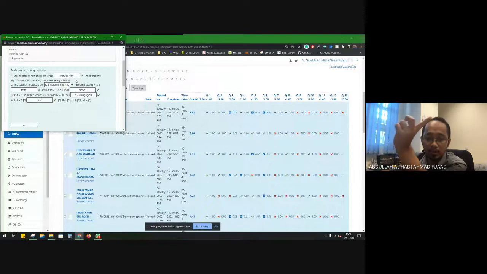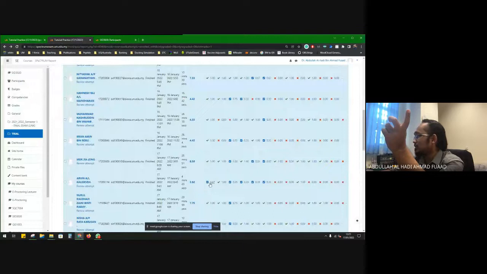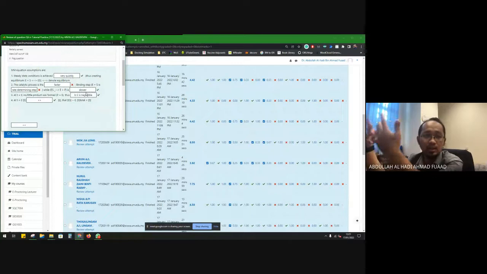So for example, if you do have some mistakes like Arvin over here, you can see that the system automatically adjusts. Instead of getting a zero straight away, the system will do a calculation based on how many blanks you need to fill in, and because the total mark is one, it just does an average and does the calculation for me. So this is how the system will do. It's kind of like a bit of an advantage for you guys.